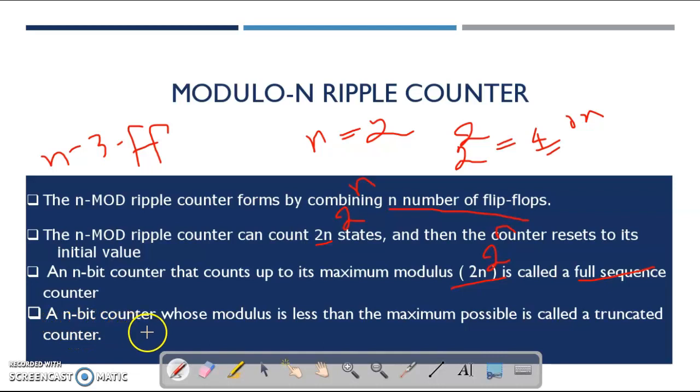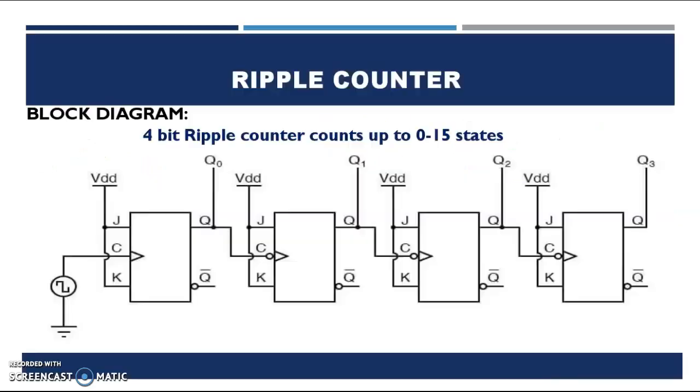An n-bit counter whose modulus is less than the maximum possible is called a truncated counter. If I take 4 bits, I get 16 possible states, but I want a modulo 10, modulo 12, modulo 13 like this, where the number of states is decreased. Later we will discuss the example of a truncated counter.